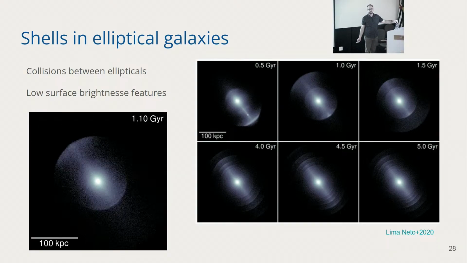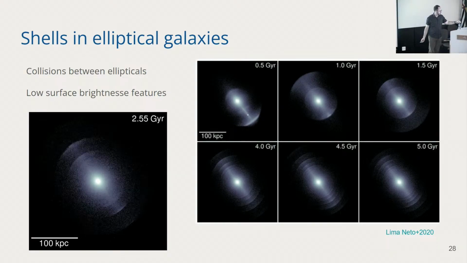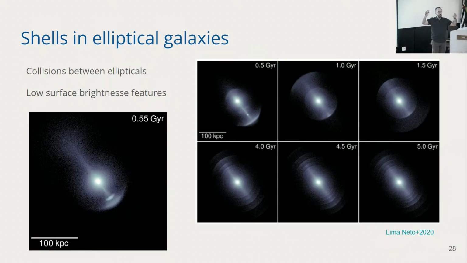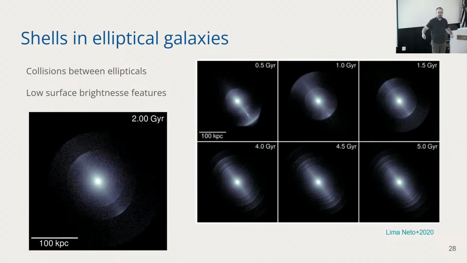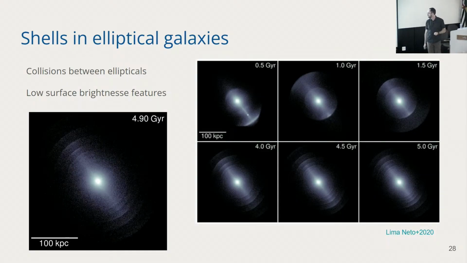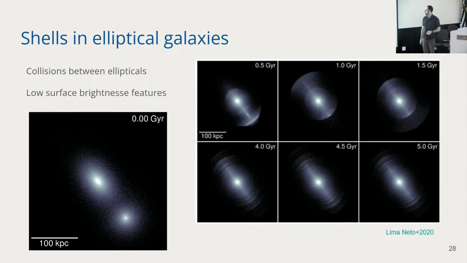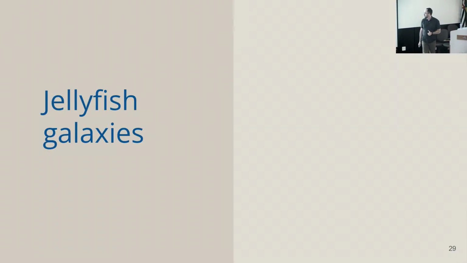Right, and one final topic in the interaction of galaxies. Elliptical galaxies exist. We can also collide elliptical galaxies. So this is a work that we did a couple of years ago to model one specific galaxy that displayed these shells. These shells are low surface brightness features surrounding certain elliptical galaxies. Quite common, in fact, and also explained by collisions between elliptical galaxies. So these low surface brightness features might be interesting to look at in the near future from LSST data and so forth. Right, so moving on to the next theme, jellyfish galaxies.